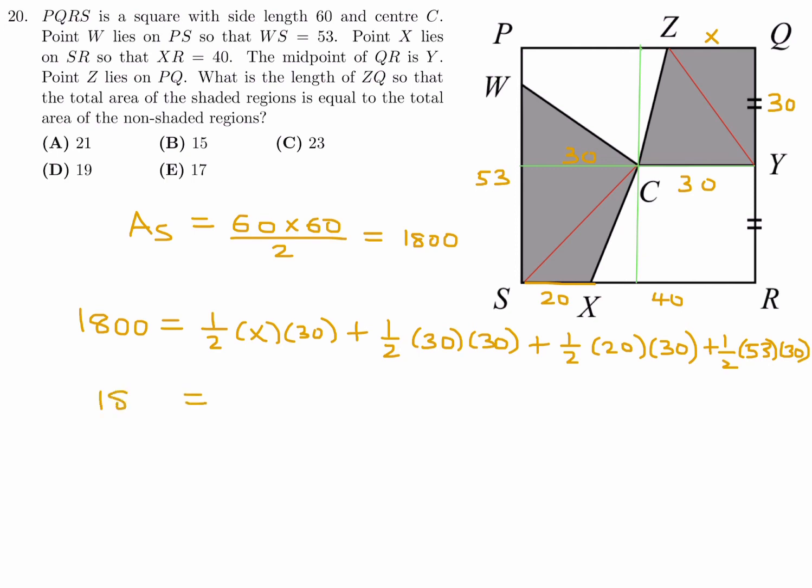So that means 1800 is equal to 15x plus 450 there, plus 300, and then plus 53 times 30 divided by 2, 795. All right, so now put everything on one side. You get 255 is equal to 15x, and therefore x is equal to 17. So number 20, the answer is E.